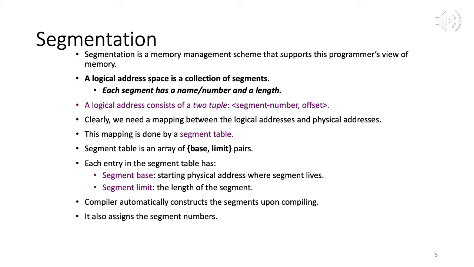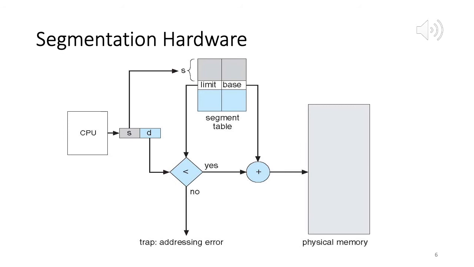The compiler automatically constructs the segments upon compiling and also assigns the segment number. So for each part of your program, a particular segment is assigned, and then an entry is created in the segment table. Each entry has a starting physical address where the segment lives and the length of the segment. Now let's see how the address translation happens here in segmentation. I am on slide 6.